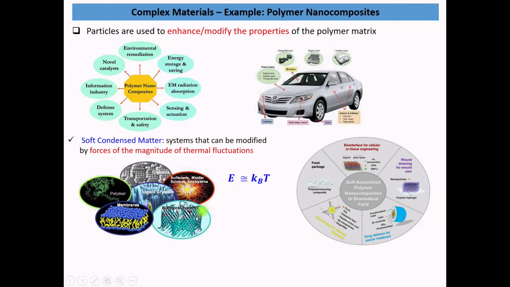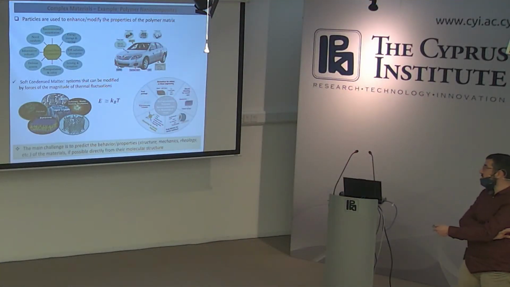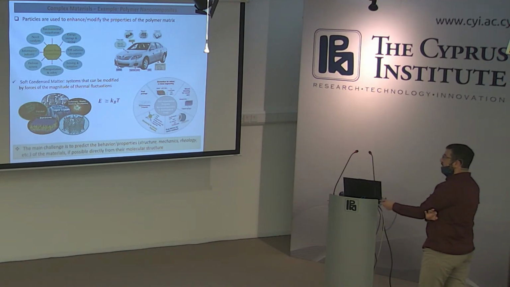And all these materials have a characteristic that places them in a family of systems that we typically call soft condensed matter. Soft condensed matter is just a family of systems that can be modified by forces which have more or less the same magnitude as thermal fluctuations. So the energy is equivalent, let's say, to the thermal energy, the characteristic energy of the system. And again, it's a family of different molecular systems. So you can see polymers, biological membranes, liquid crystals, etc. So as I said, the list here is really endless, and the potential applications are really enormous.